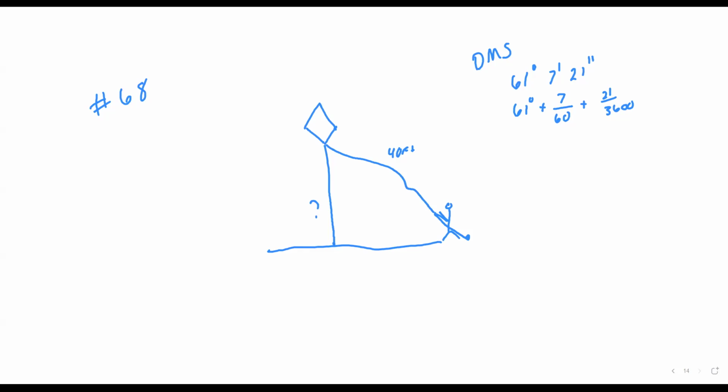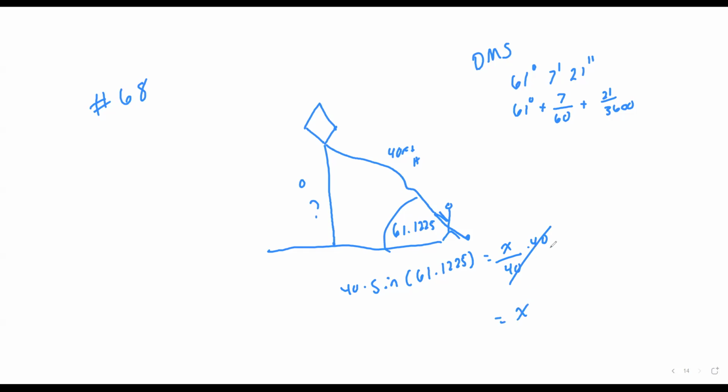So in our calculator, we'll do 61 plus 7 divided by 60 plus 21 divided by 3,600. And I want that to be a decimal. So that would give you 61.1225 degrees. All right, so here we go. Here's our theta. Here's what I need. This is opposite, and this is a hypotenuse. So opposite and hypotenuse will be sine. So this will be sine of 61.1225 equals opposite over hypotenuse. So multiply both sides by 40.